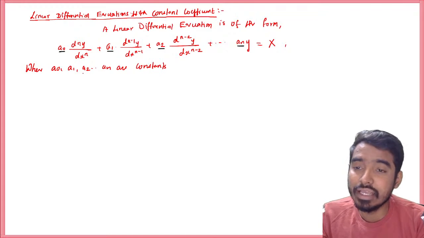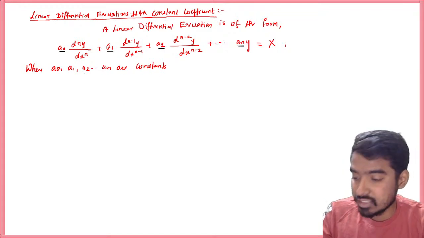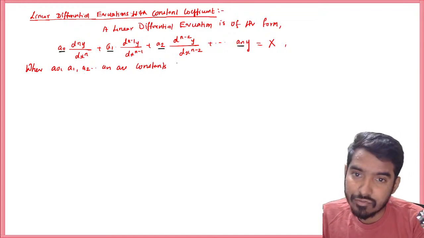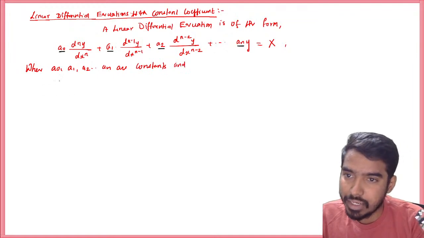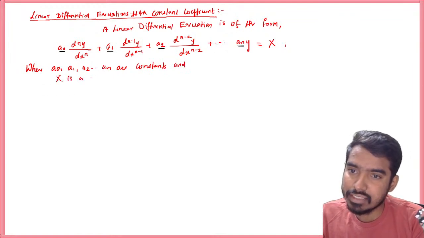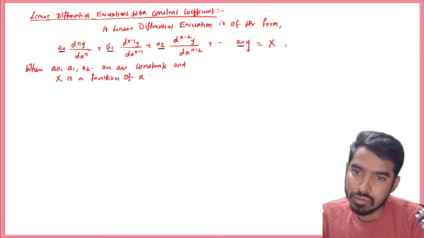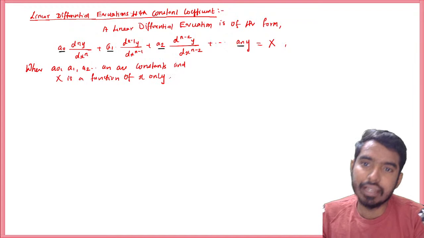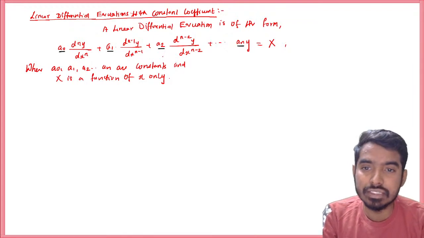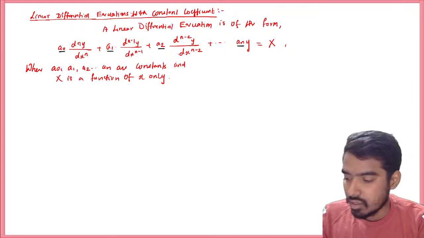Here a0, a1, a2 up to an are constants, and capital X is a function of x only, right? It is a function of x only. This is called a differential equation of nth order, a linear differential equation of the form.